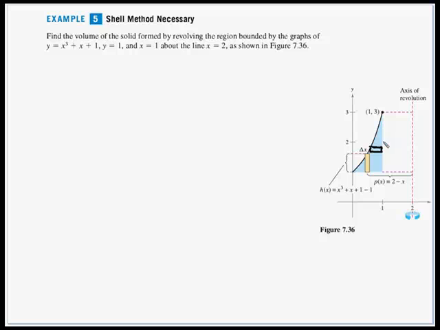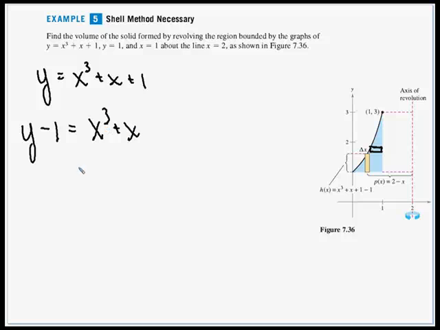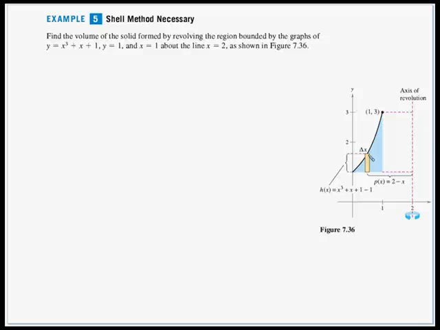So we would need to solve this equation, y equals x to the third plus x plus 1. We would want to solve this for x. So let's see, let's move the 1 to the other side. It'll be y minus 1 equals, and then we have x to the third plus x. Anything I can see over here to do would be to factor out an x, then it'd have x squared plus 1 equals y minus 1. It doesn't look like there's any way to solve this equation for x. So we're sort of stuck. We are not going to be able to use the washer method at all. They're forcing us to use the shell method. The shell method is necessary.